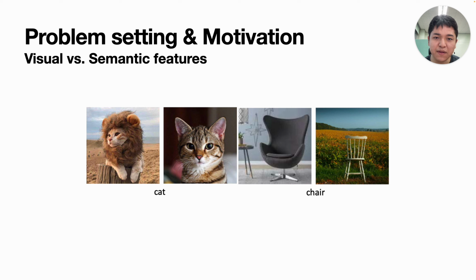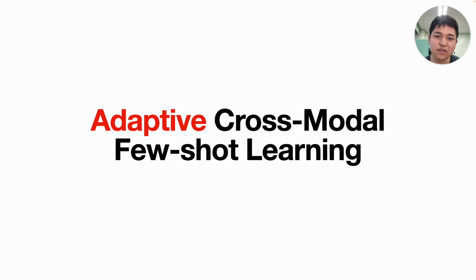But in some specific cases, semantic features do not help in knowing what the object seems like. That's why they suggest the adaptive model. They thought that models need to use semantic features adaptively on different objects.